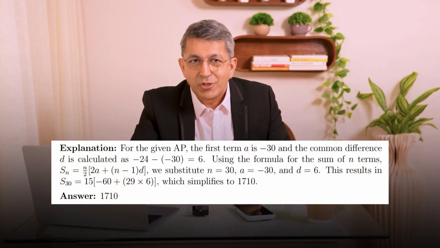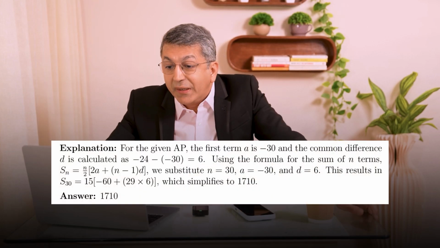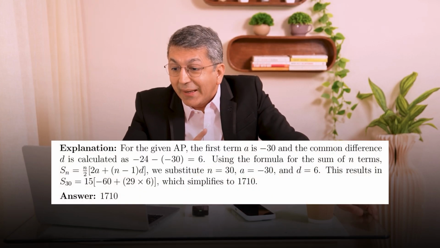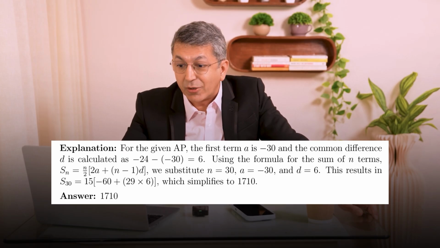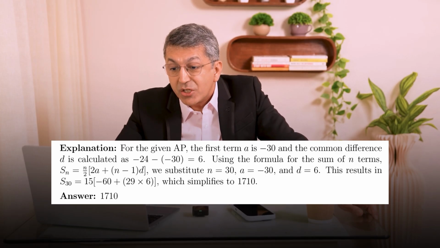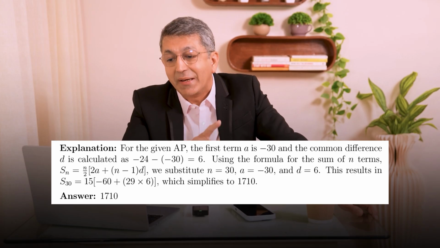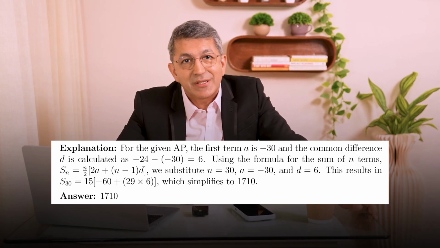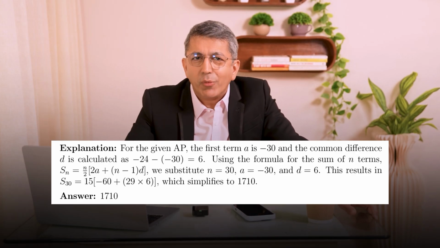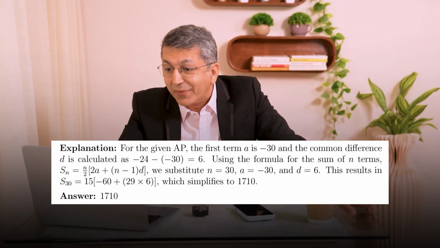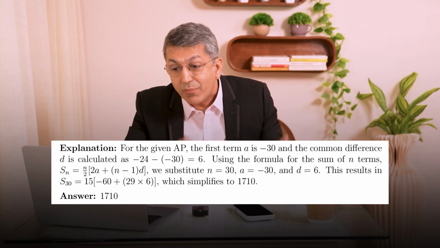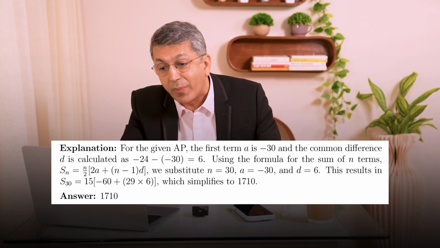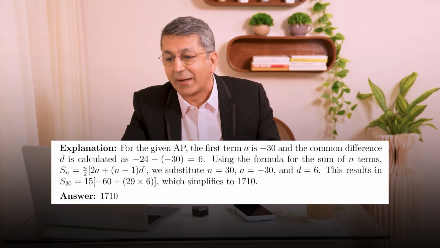Now for the explanation. For the given AP, the first term a is minus 30 and the common difference d is calculated as minus 24 minus (minus 30), which is equal to 6. Using the formula for the sum of n terms, Sn is equal to n by 2 (2a plus (n minus 1) d).